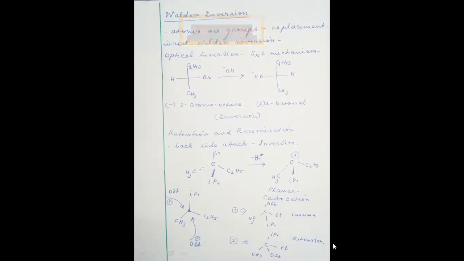So configuration inversion and configuration retention are both possible in the case of the SN1 mechanism because of the intermediate carbocation, which is planar. So the attack from both directions is equally probable. But in the case of the SN2 mechanism, it passes through a 5-coordinated transition state where only inversion is possible because the attack is only from the other side. So this is about the Walden inversion.